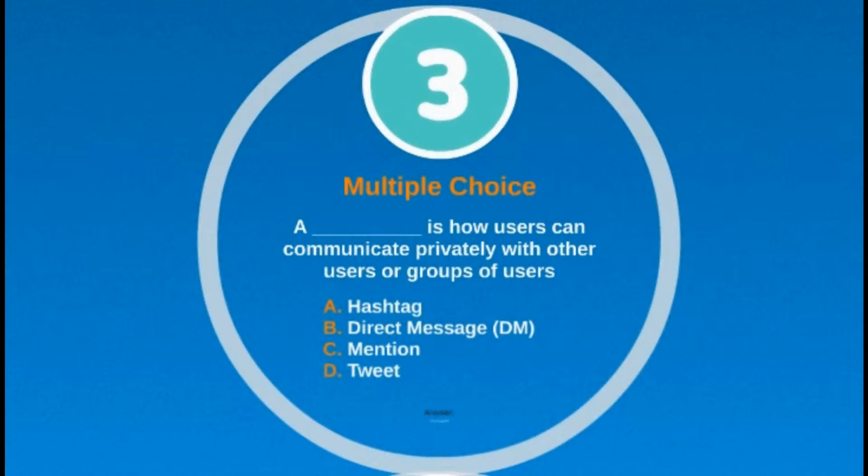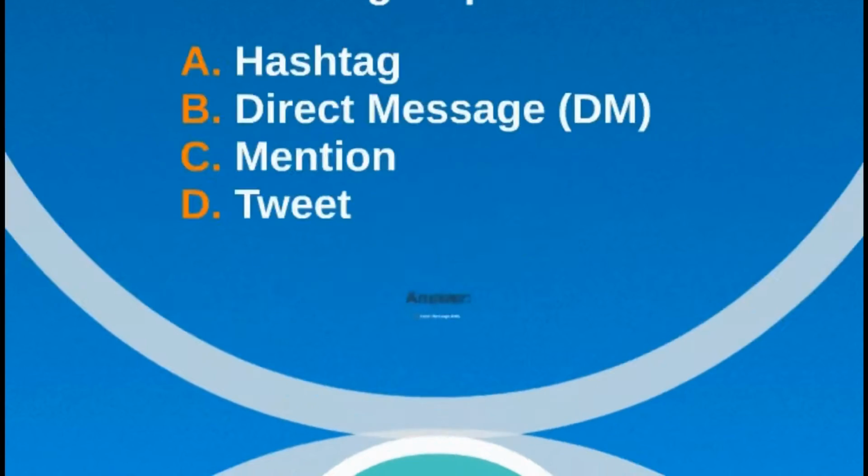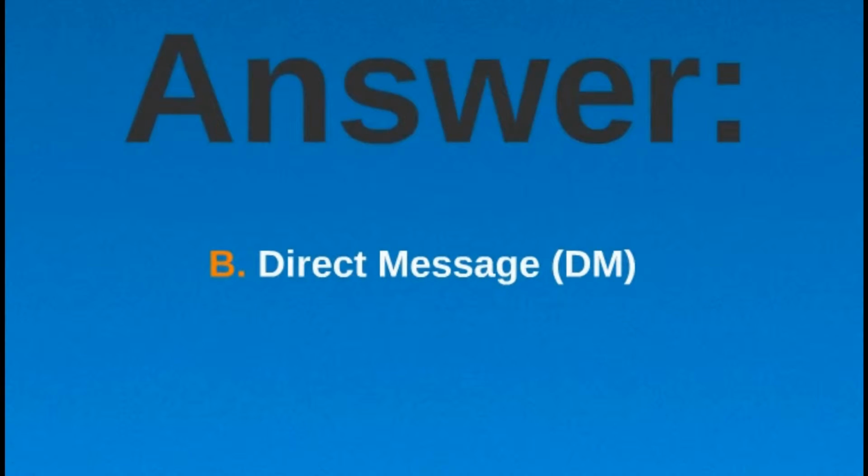Question number 3 is multiple choice. A blank is how users can communicate privately with other users or groups of users. Is it A, a hashtag, B, a direct message, C, a mention, or D, a tweet? The answer to question number 3 is B, a direct message. A direct message is how users can communicate privately with other users or groups of users.